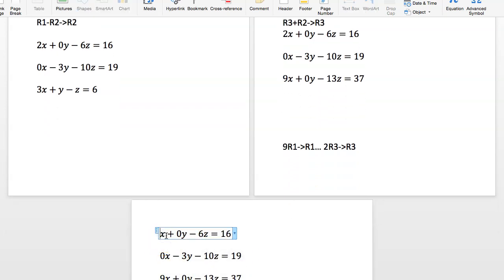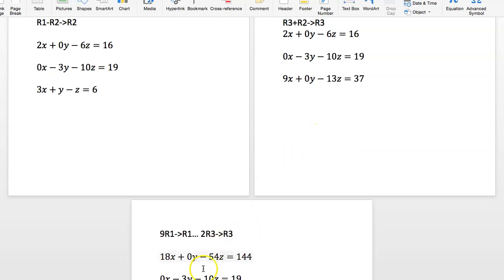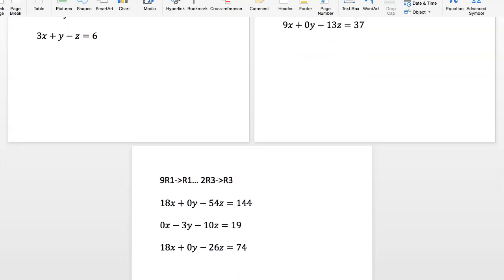So multiply by 9, that's 18. 0 stays. 9 times 6 is 54. 9 times 16 is 144. I know that by whatever perfect square thingy. Now multiply by 2's down here. That's 18x times 2. That's minus 26z times 2. That's 74. Yucky, yucky. Now, the off diagonal is who needs to die.